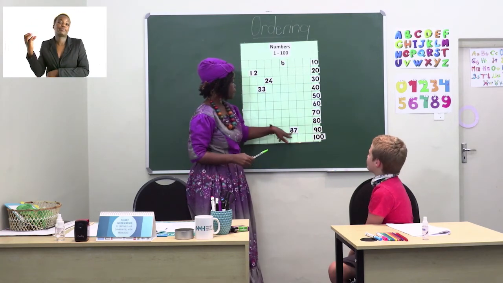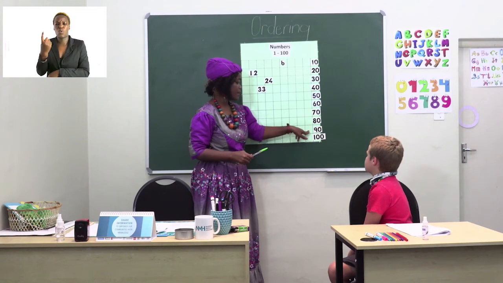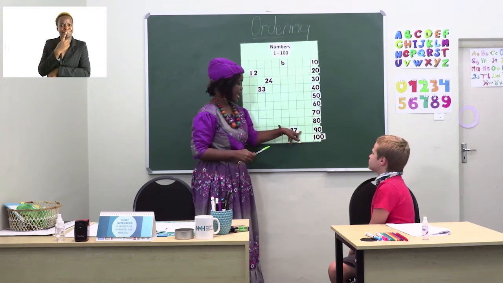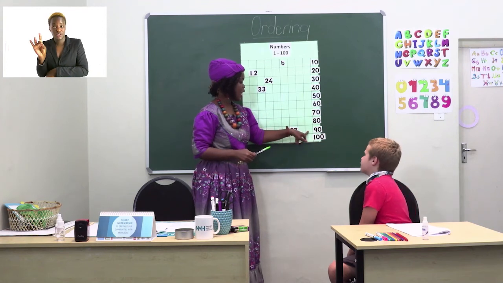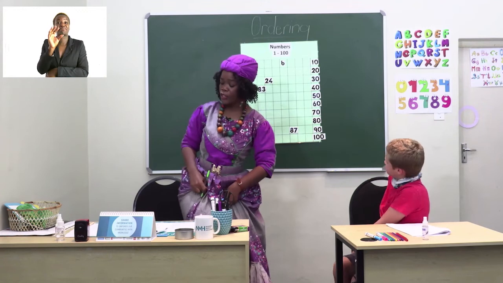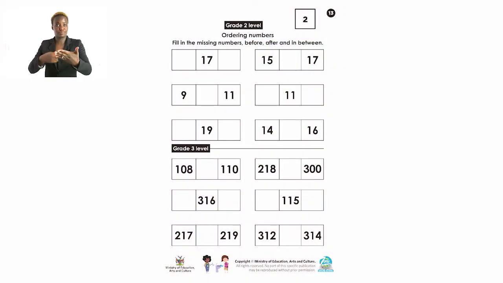Now here we have 87. It's only 2 boxes for 2 numbers. What 2 numbers do we find here? 88 and 89 and 90. Good. Now let us quickly look on our worksheet. It says fill in the missing numbers before, after, and in between. Now teacher is going to do for you the first one.